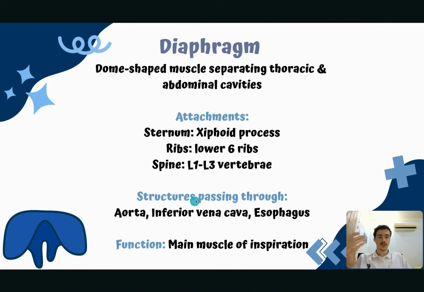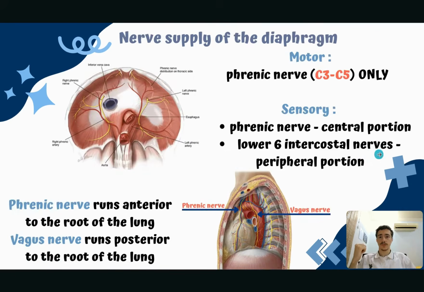Of course, as we said, it's in the middle between two cavities, so there are structures passing through the diaphragm. What are these structures? We have the aorta, the inferior vena cava, and the esophagus. Let's go to the next slide.